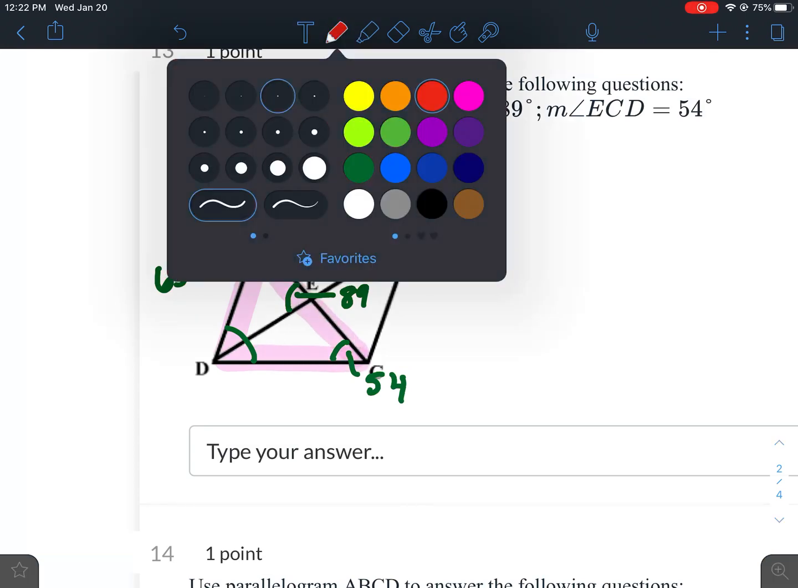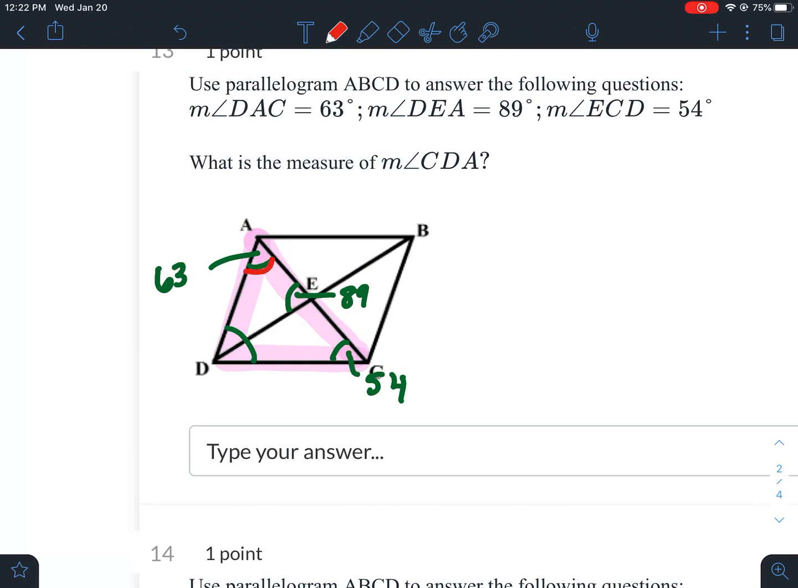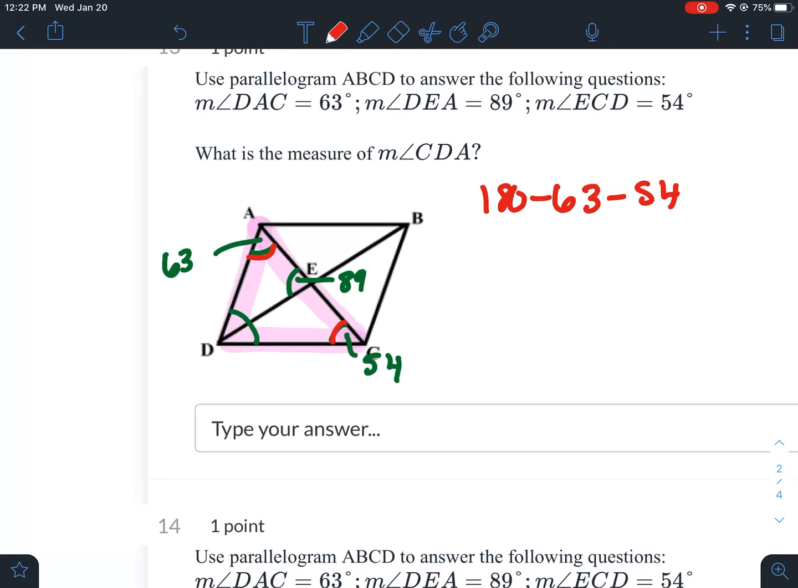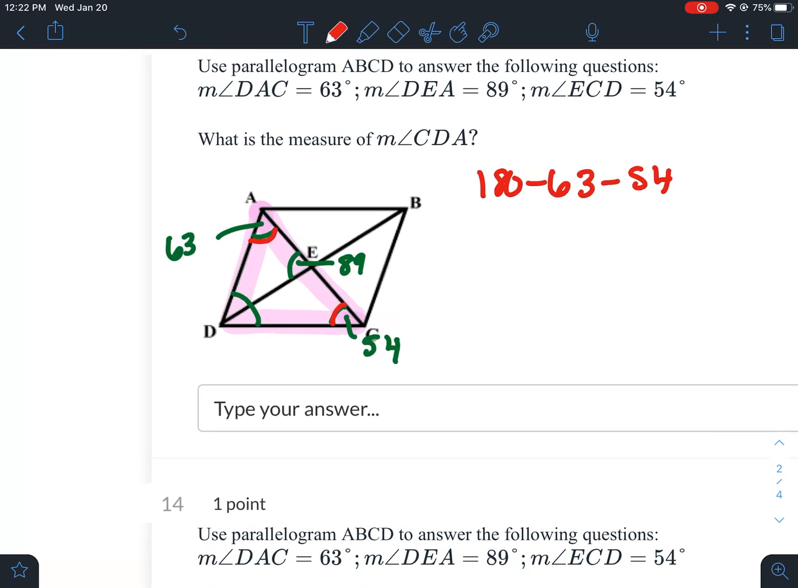We know two angles in our triangle. It's going to be that angle and this angle. Three angles add up to 180, so we're going to do 180 minus 63 minus 54. And that will give us a number of 63. All right, next.